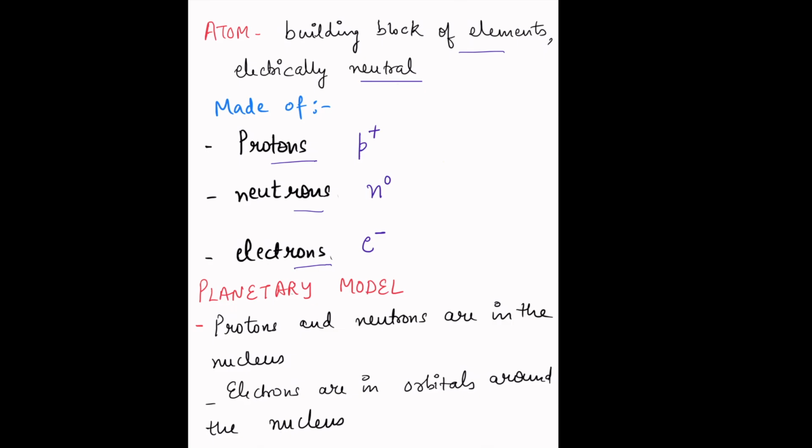The simplest model to explain the structure of the atom is the planetary model, where the protons and neutrons are in the nucleus while the electrons are in the orbitals which revolve around the nucleus. To understand better, let us just look into some of the examples.